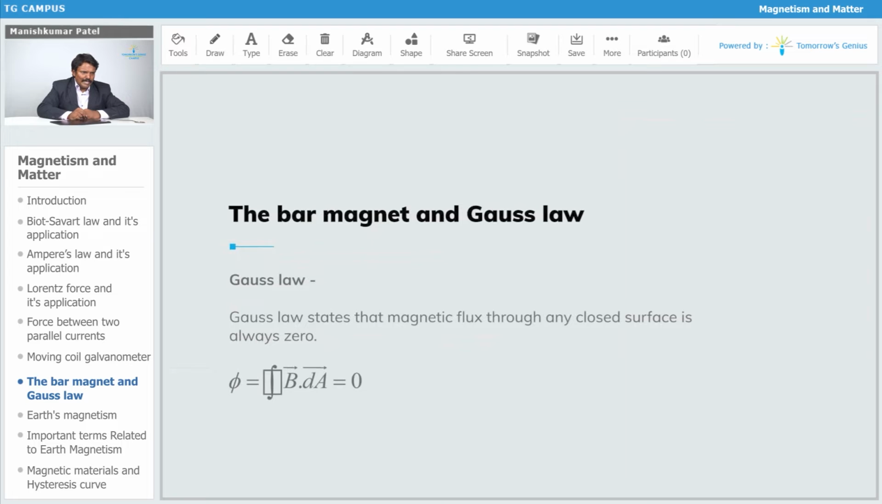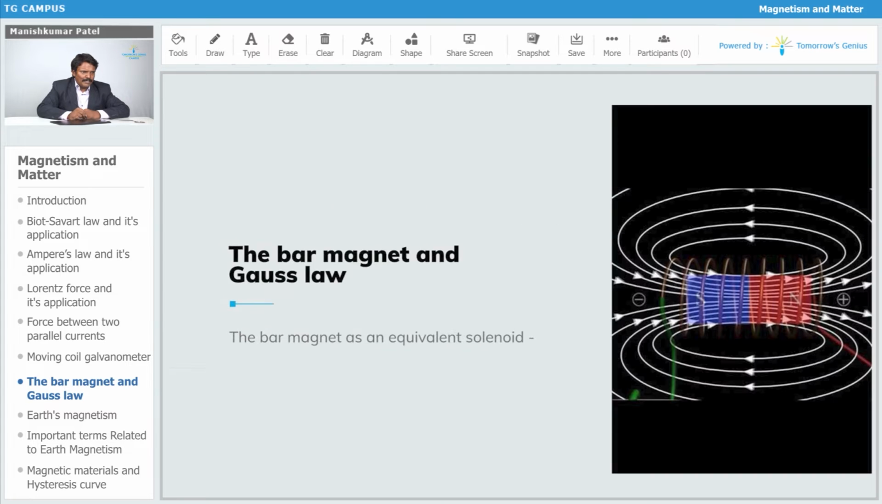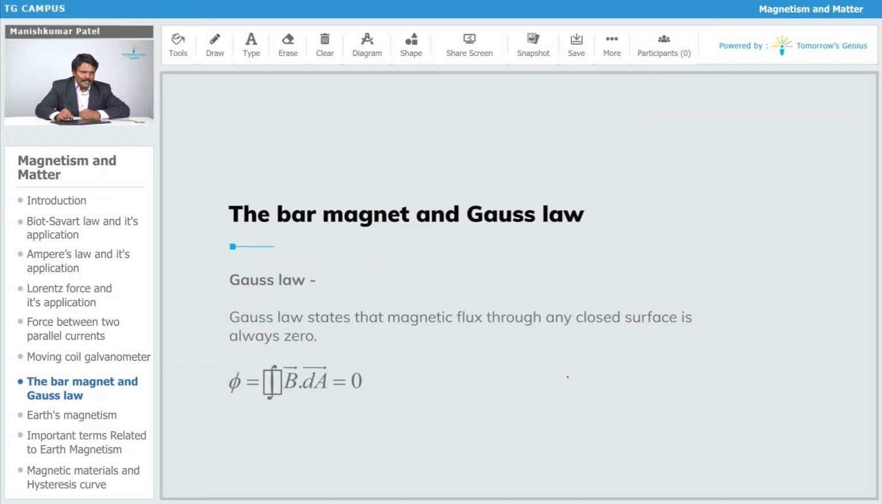Let's say this is a current-carrying conductor, and we know it will produce a magnetic field around it. If I consider a very small part of this surface, the area is ds. What is the net magnetic flux that is going to pass through this surface which I kept over here?